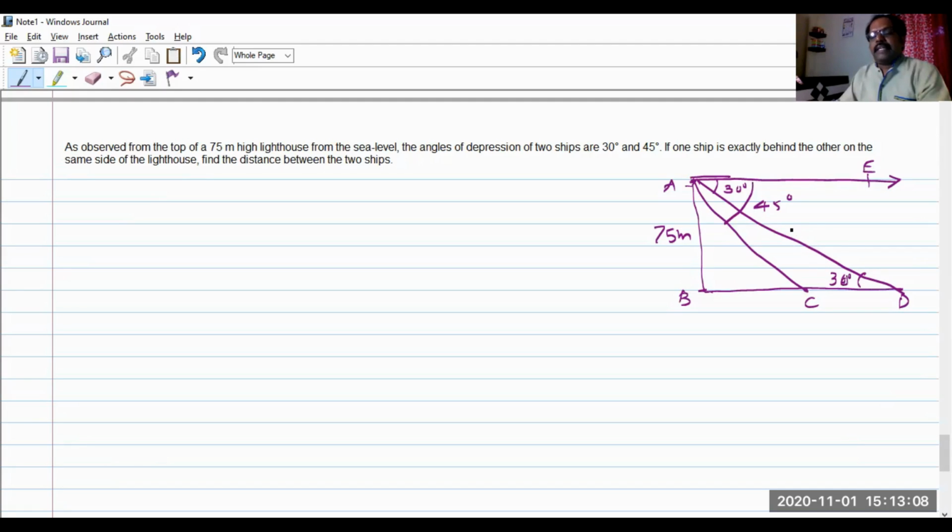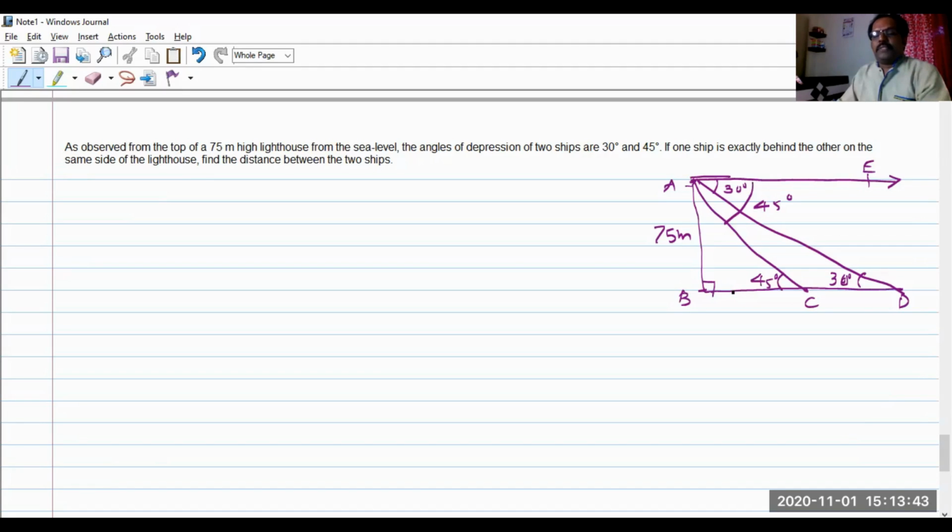Similarly, we can consider the angle of depression EAC. Again considering AE and BD as the two parallel lines and AC as a transversal, this angle will be the same as the angle EAC, which is equal to 45 degrees, right students? So here we have two right angle triangles. One is triangle ABC, another one is triangle ABD. Both are right angled at the point B.